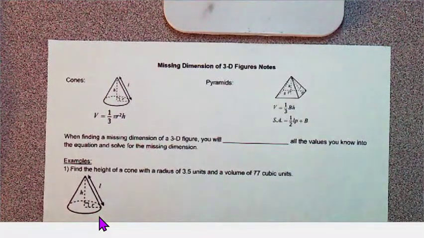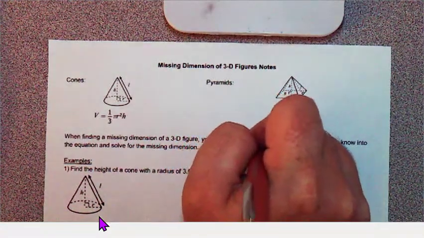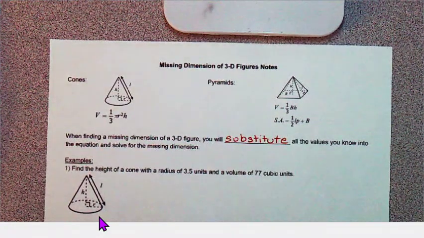So when we are finding a missing dimension of a 3D figure, we're going to substitute all the values you know into the equation and solve for the missing dimension. So think about what you've done in the past with equations and how we solve them.